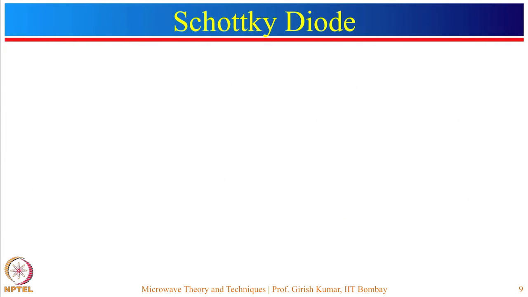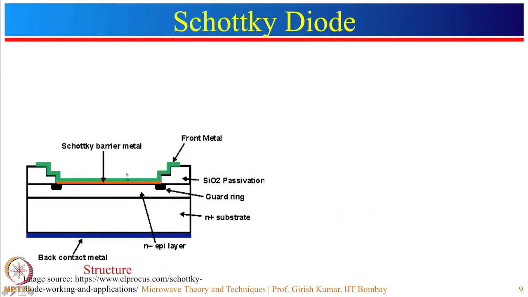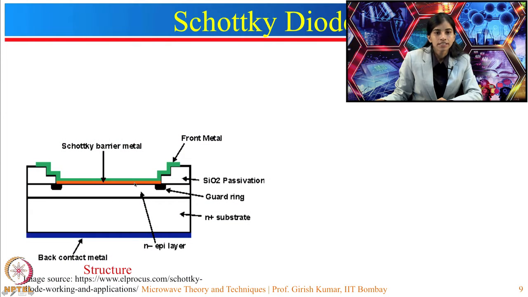The next type of diode is the Schottky diode. The Schottky diode is similar to the PN junction diode, but in this case the junction is made using the N type of material and the metal. So, in this case the N type epitaxial layer is deposited on the highly doped N type substrate, and then metal is deposited on the N type epitaxial layer.